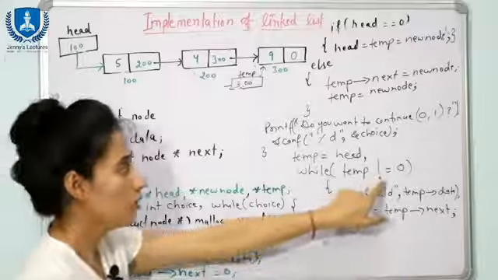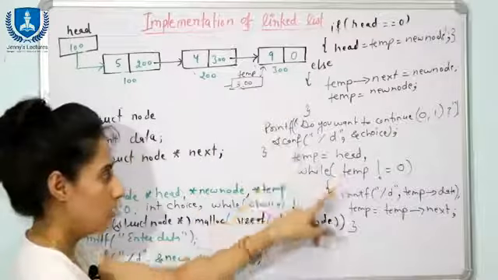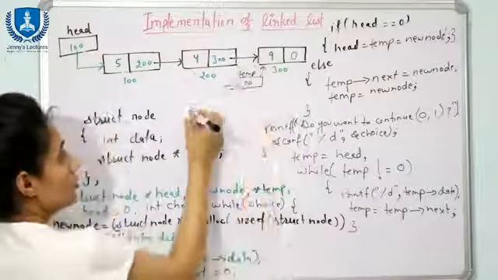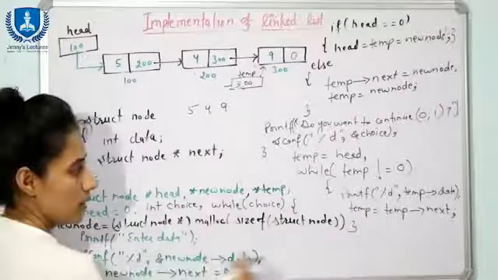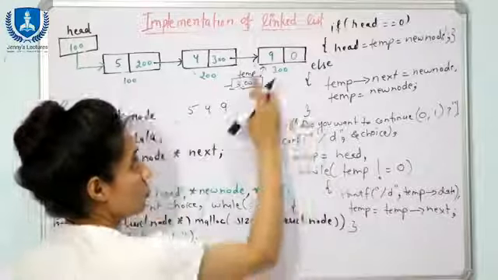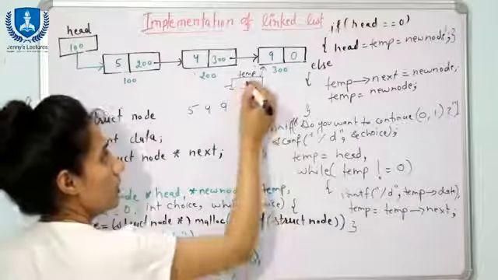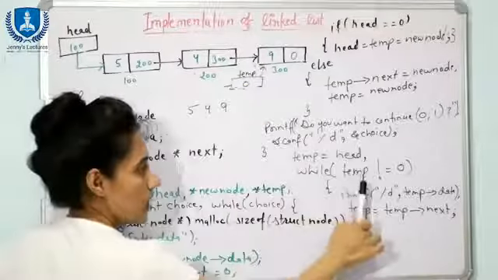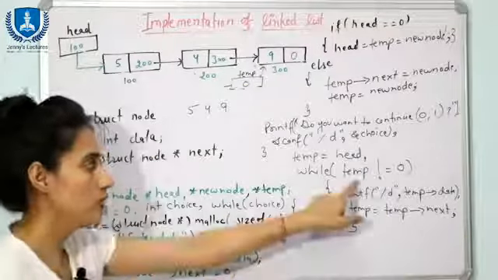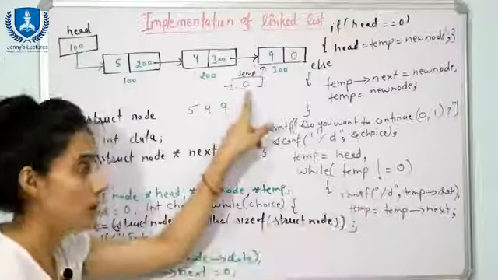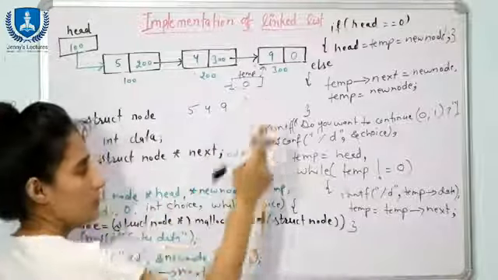So now temp is not null. Yes, temp is not null. Condition is true. Now again print temp of data, that is 9 would be printed. First 5, then 4, then 9 would be printed. Now temp of next. Temp of next means 0. 0 would be assigned here, to temp. Now temp is going to contain 0. So now while temp not equal to null, now this condition is not true. Now we are not going to print here because now temp is what? Null. Temp is 0. So now simply you are going to exit.